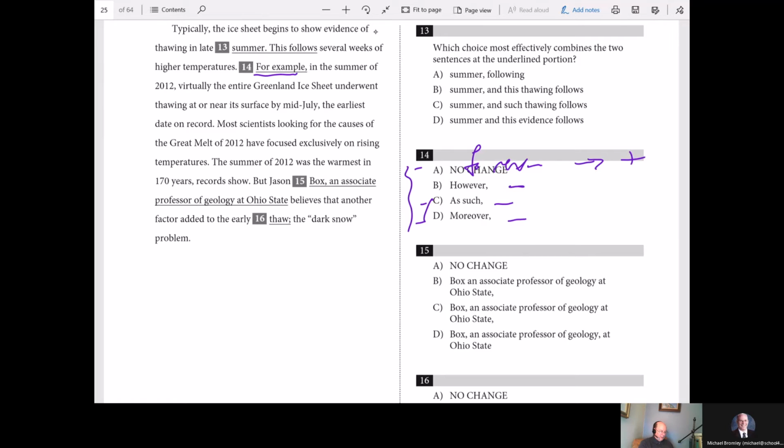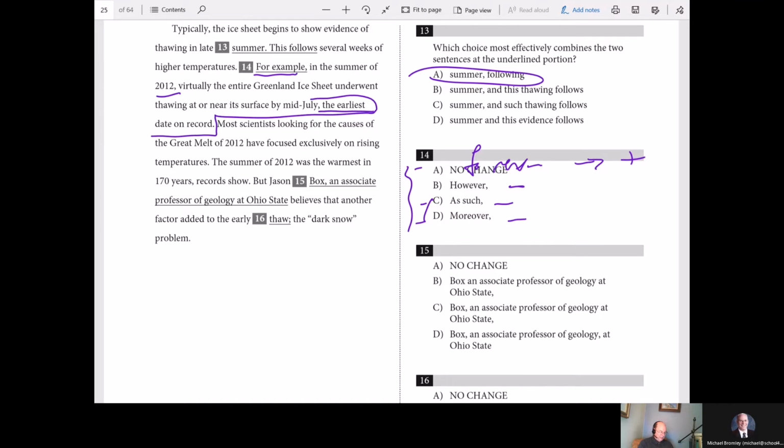Typically, the ice sheets begin to show evidence of thawing in late summer, following higher temperatures. Okay, so typically, ice sheet shows evidence of thawing in the late summer following higher temperatures. And then something in the summer of 2012, so it might be an example. Virtually the entire Greenland ice sheet underwent thawing at or near surface by mid-July, the earliest date on record.